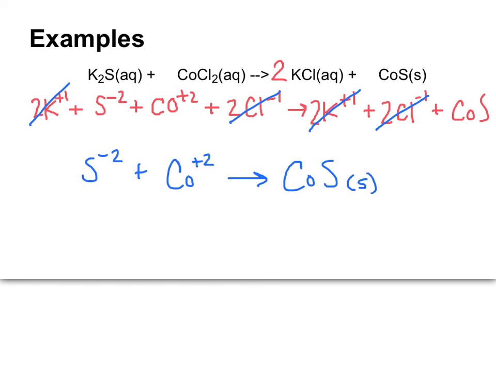And that's it. One example on how to write a complete and net ionic equation. You will be practicing 5 of these on your own.